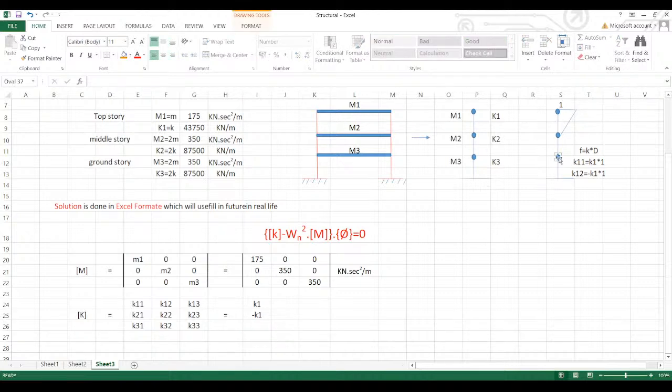And what was the effect at position 3? K31 means the effect there, there is no effect, so there is 0, general 0. And again, when this unit force acts at position 2, what is the effect, K2 at position 2? If position 2 has the unit load 1, what is the effect?